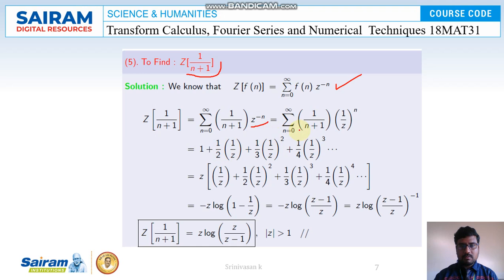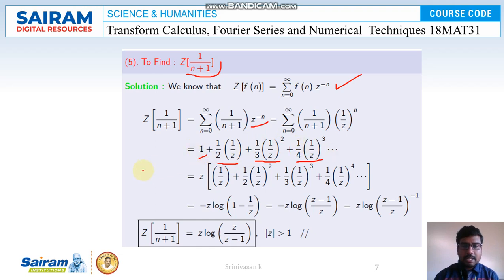If you substitute n equal to 0, we get 1 divided by 1 and 1 divided by z power 0. Anything power 0 equal to 1, so we get 1. Substitute n equal to 1, we get this one. Substitute n equal to 2, we get this one. And substitute n equal to 3, we get this one. Okay. From here also there is no direct formula. So we know the formula is x plus x square by 2 plus x cube by 3. Okay, so there is no direct formula.